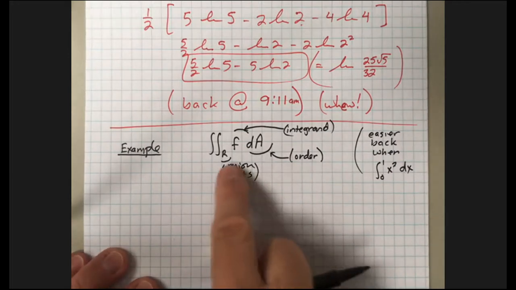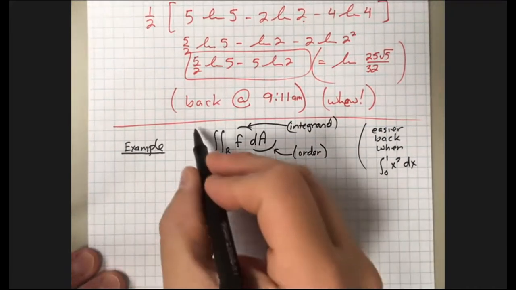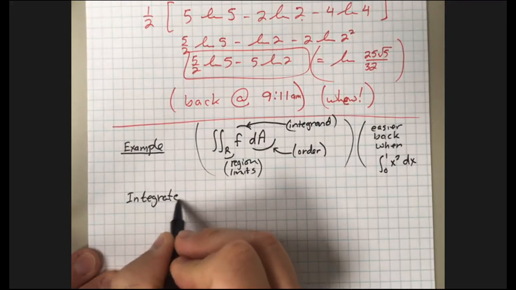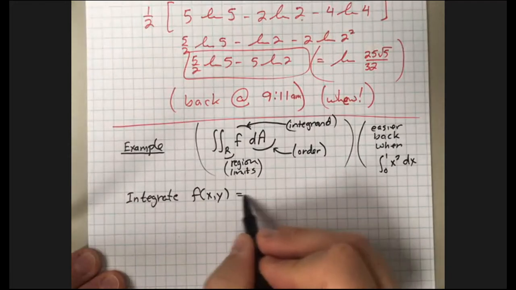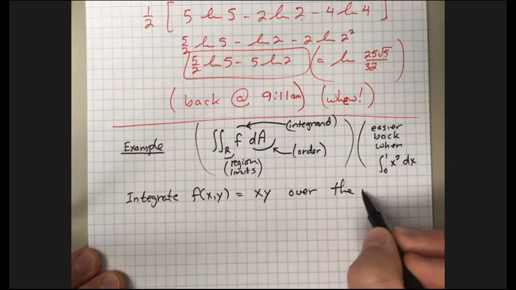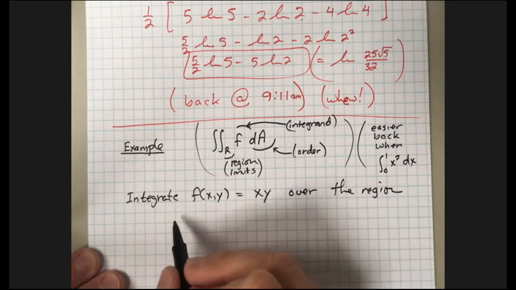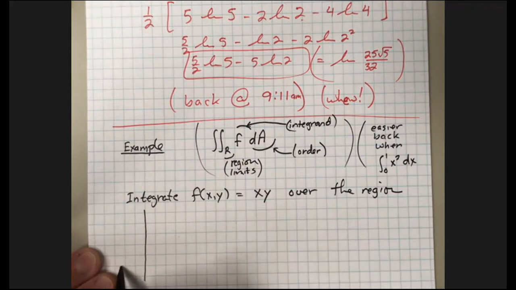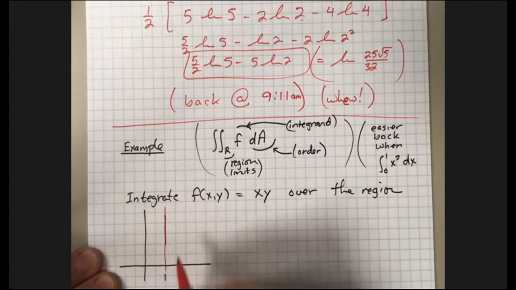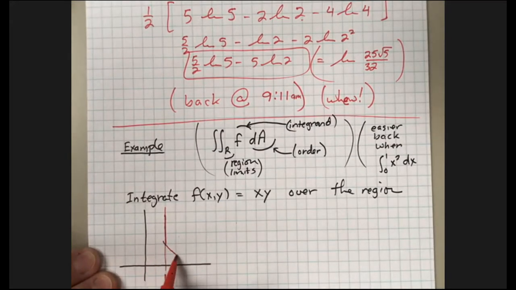In the triple integrals, of course, we're going to have one more layer of integration. So let's do an example where I want you to integrate f of x, y equal x times y over the region. Let's say I'm going to draw it and describe it before we actually define it. So I'm going to be over this line, 0 to 1, with this line, with intercepts of 2 and 2.